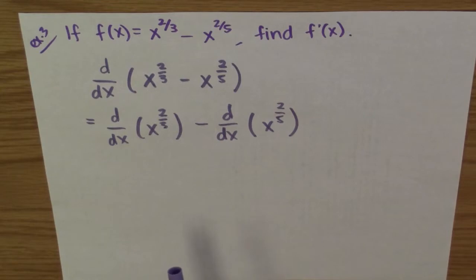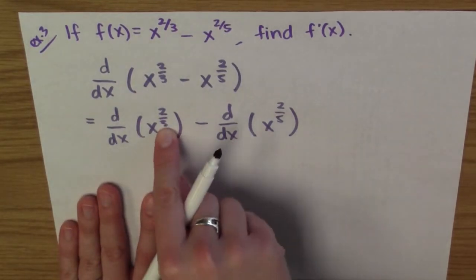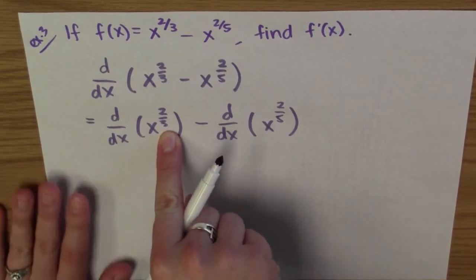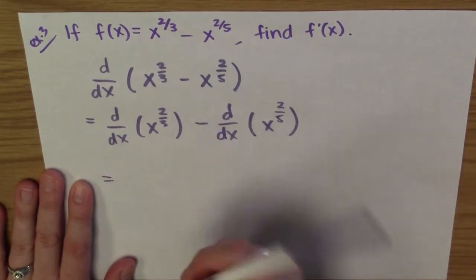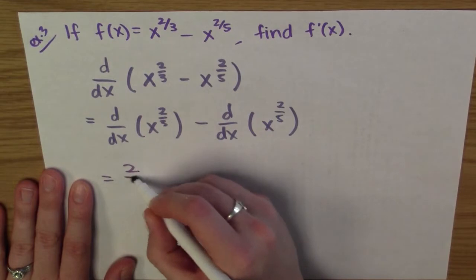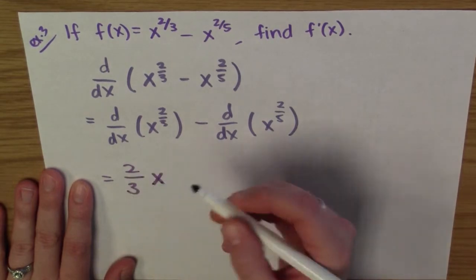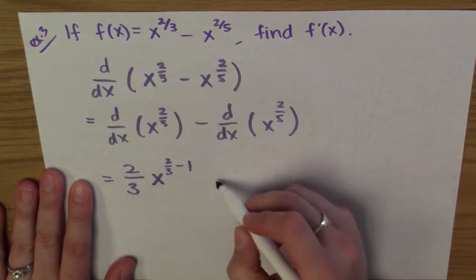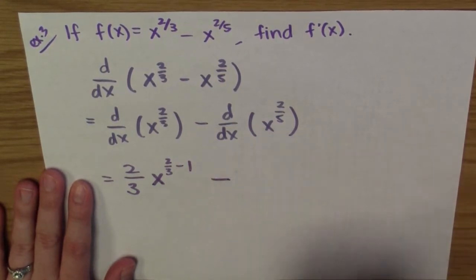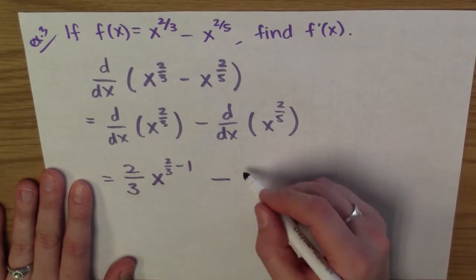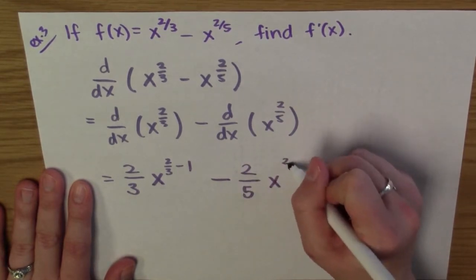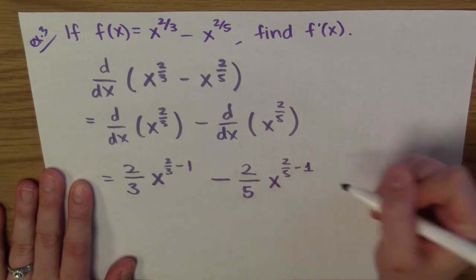The power rule says I take the exponent, it jumps off, and then I subtract 1 from what I have left here. So the derivative in this case, the exponent comes down on the front, 2/3, and then I have x to the 2/3 minus 1. Over here, I take the derivative of x to the 2/5, the exponent jumps down, so I have 2/5, and then I have x to the 2/5 minus 1.